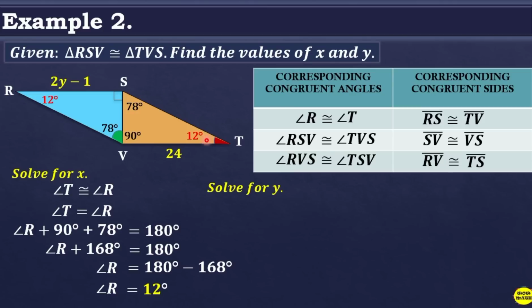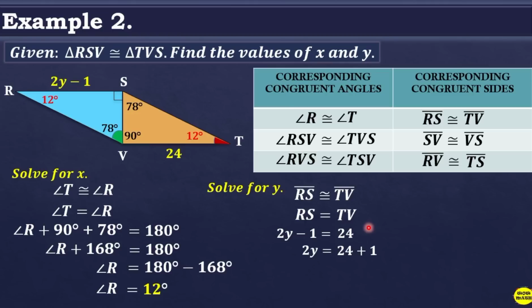Okay? Next, let us solve for y. So, our y is itong side na to. So, given, para makuha natin ito, RS is congruent to TV. Right? Based dito. So, therefore, RS is equal to TV. So, kunin natin yung RS natin. We have 2y minus 1 is equal to 24. Your TV is 24. So, 2y is equal to 24 plus 1. Transpose natin ito. So, 2y is equal to 25.